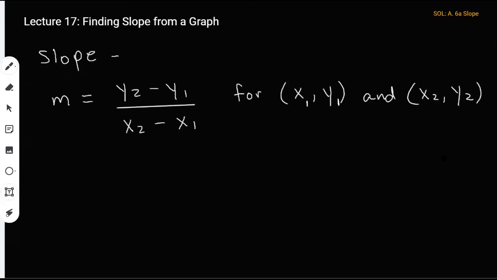So once I know what the numbers are, I can put them into the formula and figure out what the slope is. But today, we're going to be doing it a little bit differently. We're going to be looking at a graph and trying to figure out what the slope is. So what I'm going to do is introduce a new formula, m equals rise over run.